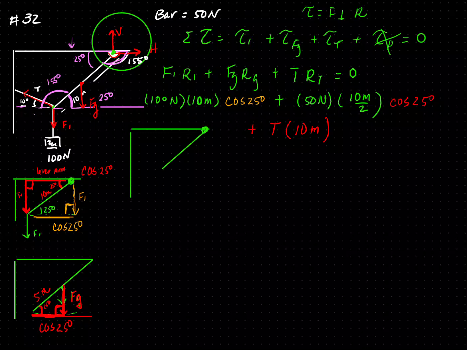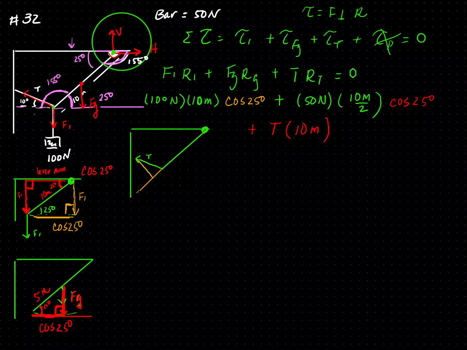This is my pivot point. My T goes slightly this way. That's my T, and I'm going to label it T. So we are going to bring the tension down to make it perpendicular to the lever arm. So what I'm going to do is take my lever arm and extend it a little bit. If I extend it a little bit, I'm going to bring this straight down.